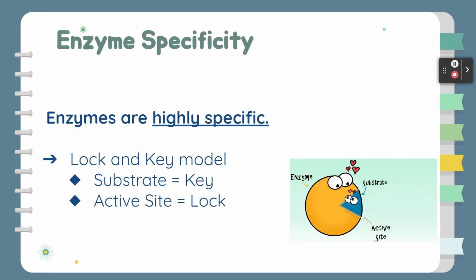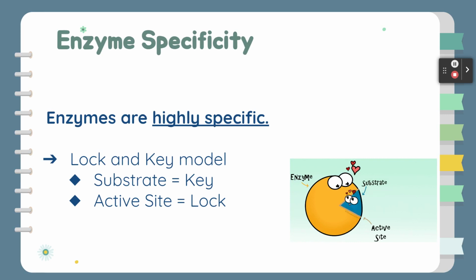Next, I do want to discuss how specific enzymes are. We call this enzyme specificity, and we have a few key terms here, so please write them down. A substrate is the molecule that enzymes act on, and enzymes have an active site, which is a specific region where the substrate fits perfectly.